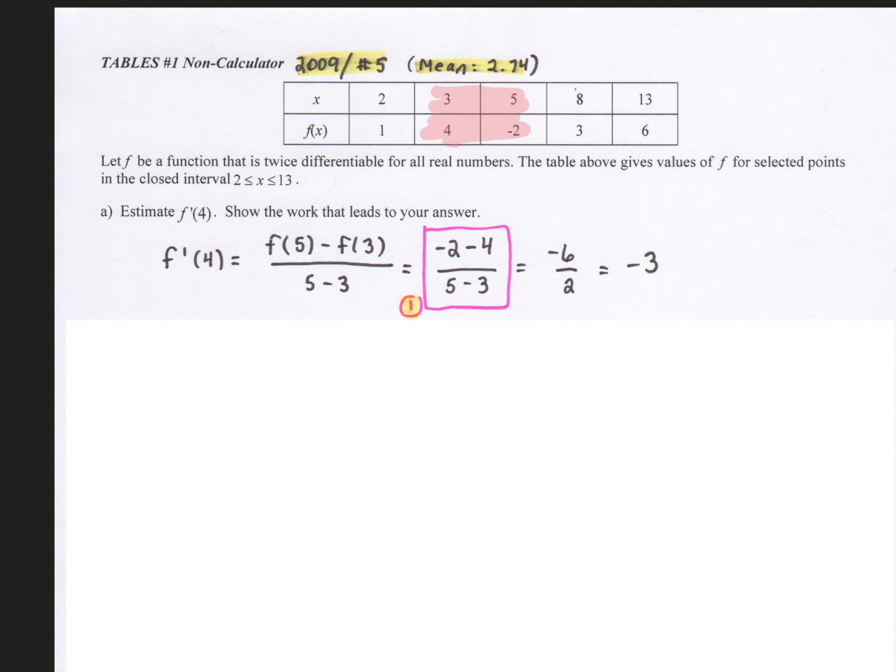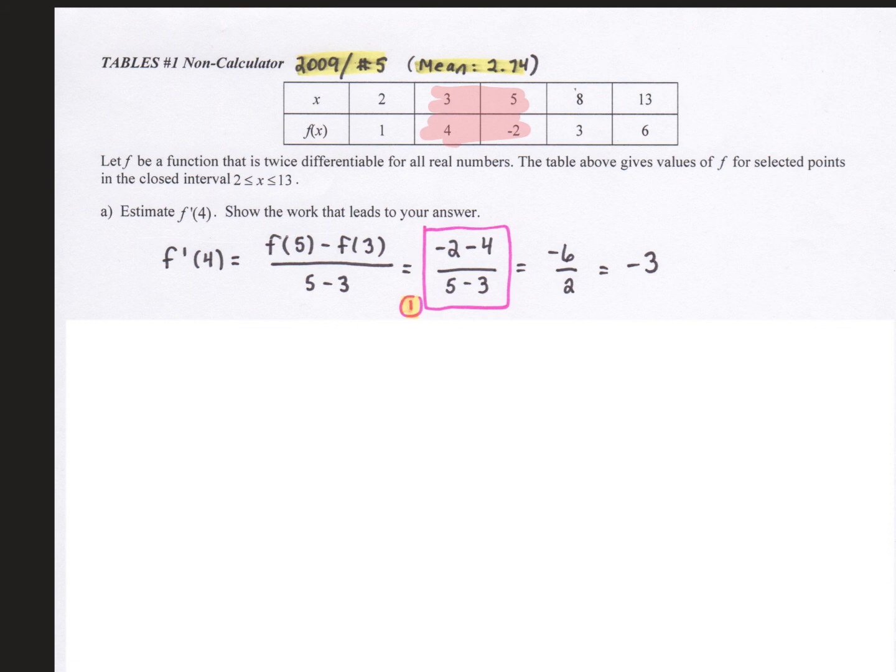So we just show the f of b minus f of a over b minus a. What I have boxed here is the mandatory part of the problem. It's going to earn you a point. You don't have to do any calculations, so literally what you see in this box is all you need to write, and you earn that first point.